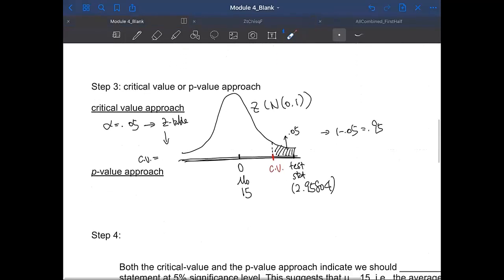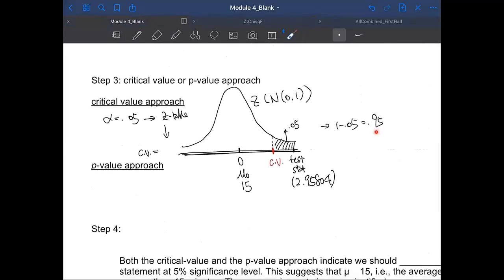Okay, so we know that the critical value is 1.645. It's very easy to, right? 1.645. Okay, so we have the critical value, we have the test statistic.